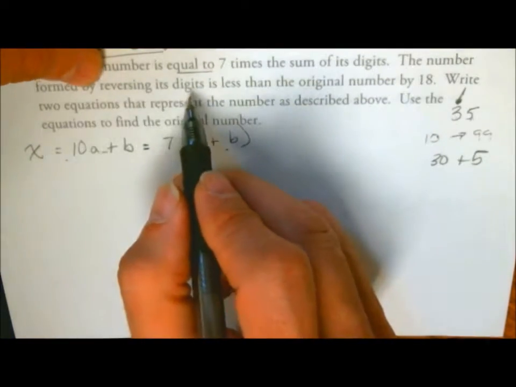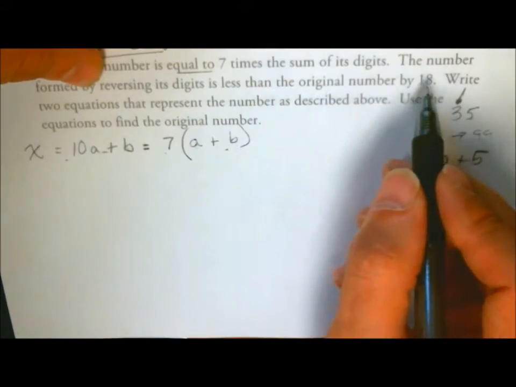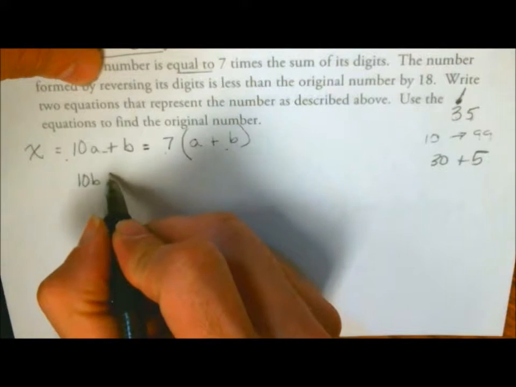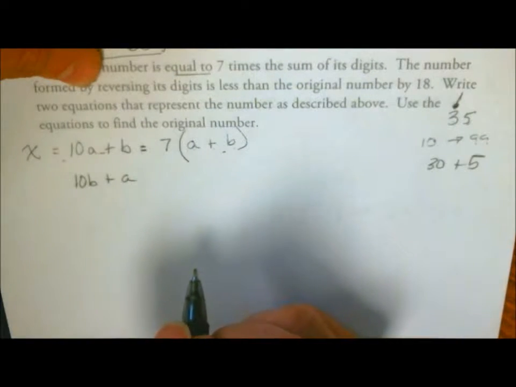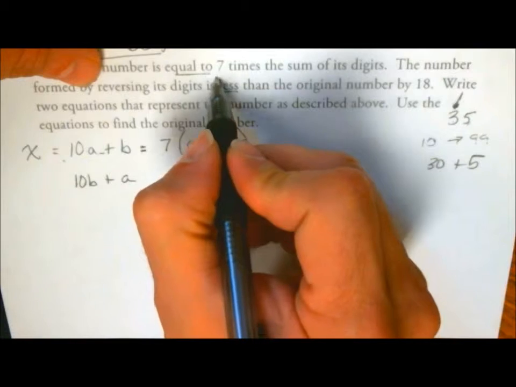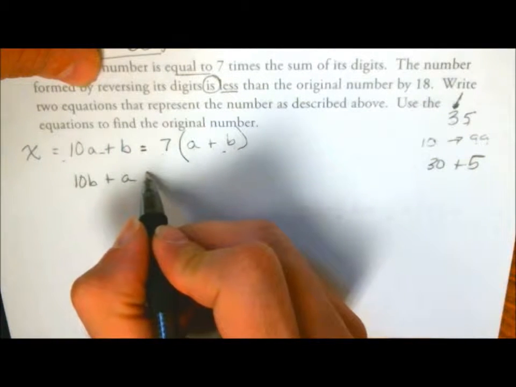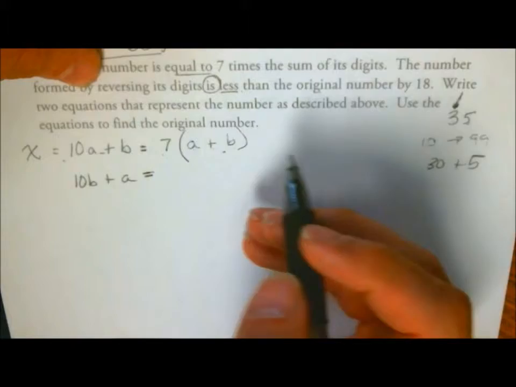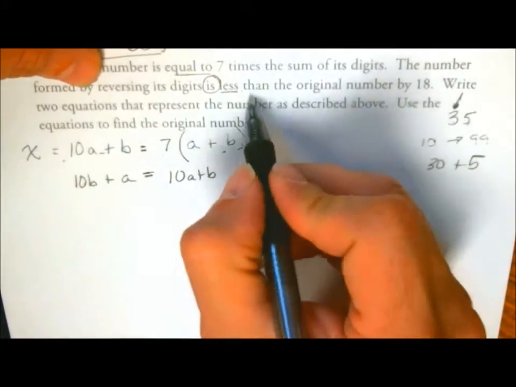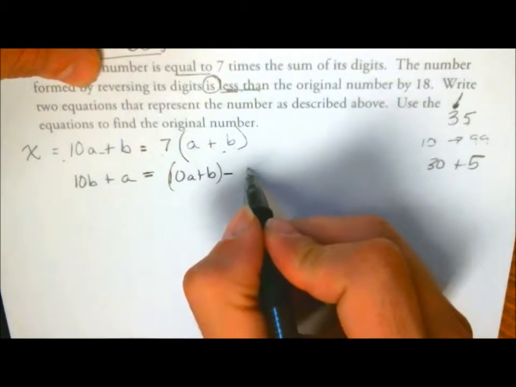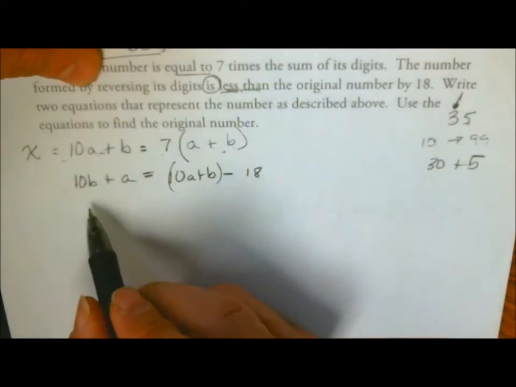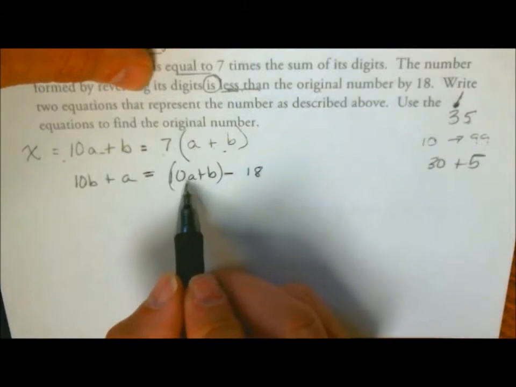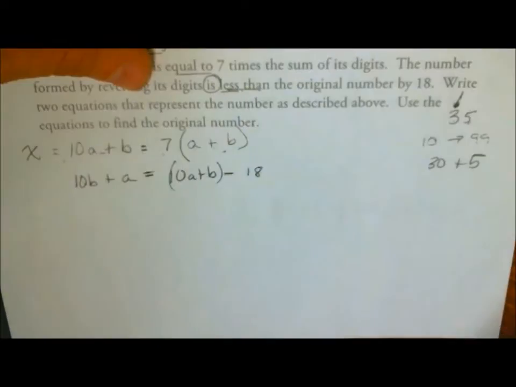The number formed by reversing its digits is less than the original number by 18. So if I take this number and reverse the digits, I will get 10b plus a. And it is less than, so I'm going to have to write is equal to the original number, and less than that by 18. So the number formed by reversing its digits is 18 less than the original number. Those are some pretty complex equations.